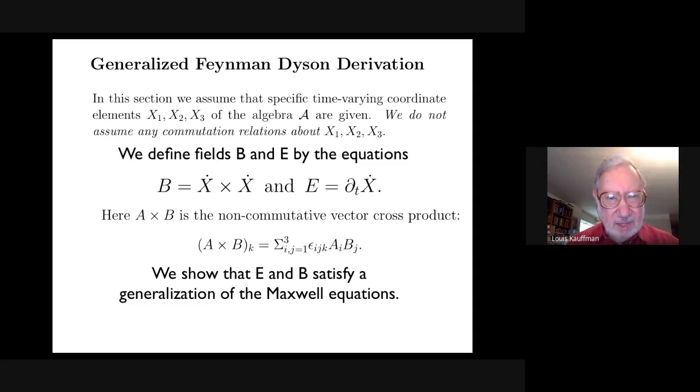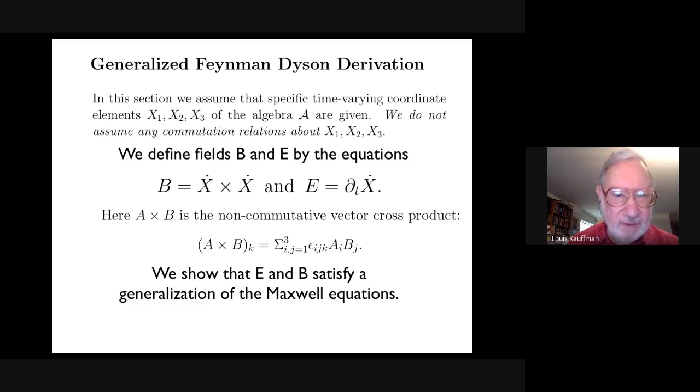So what am I going to do for Feynman-Dyson? Well, I'm in 3-space, right? Remember that imaginary math professor, he was in n space, right? As he should be. But we have to come back to 3-space here. So I have 3 position variables, x, but they are non-commuting x's like Feynman had. And I'm going to define the B field to be x dot cross x.